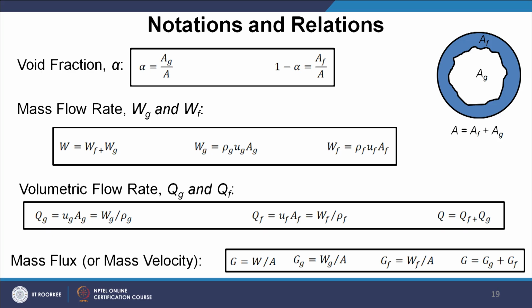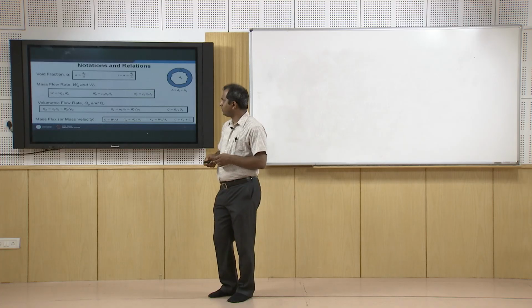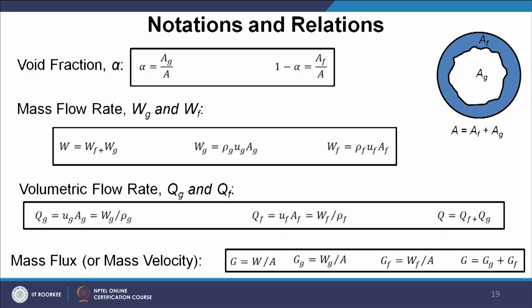So from this figure you can find out this relation is valid, A equals AF plus AG. Now let us try to understand the different notations, based on this figure, that we will be using in two-phase flow. First one, we will be going for void fraction. We usually write void fraction as alpha.